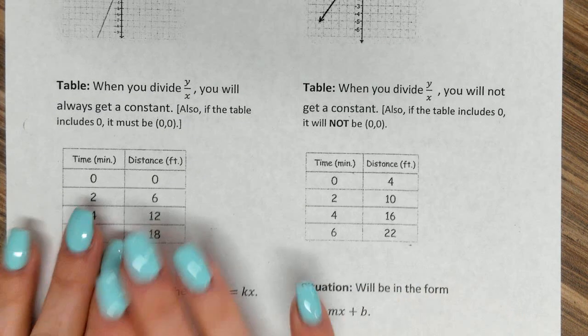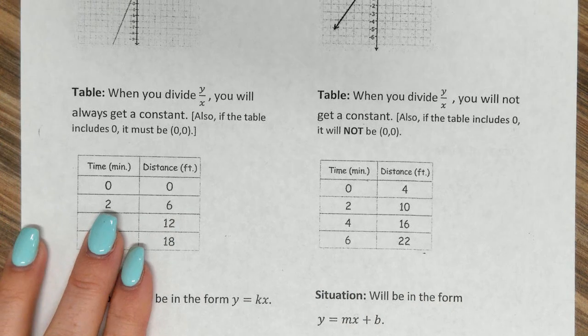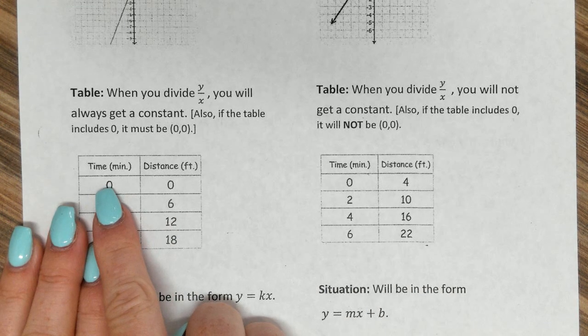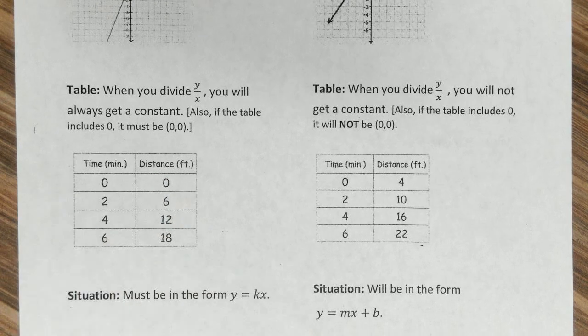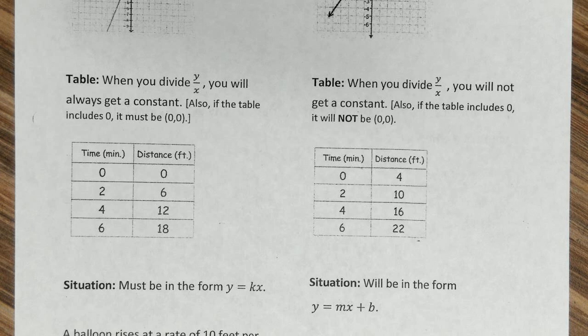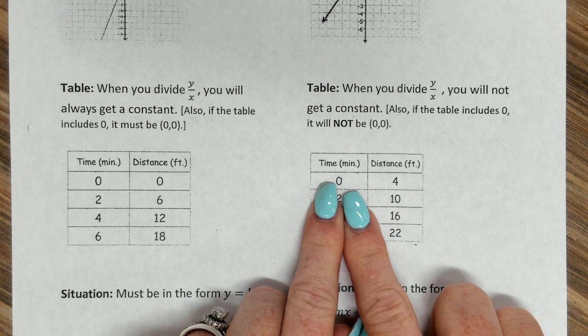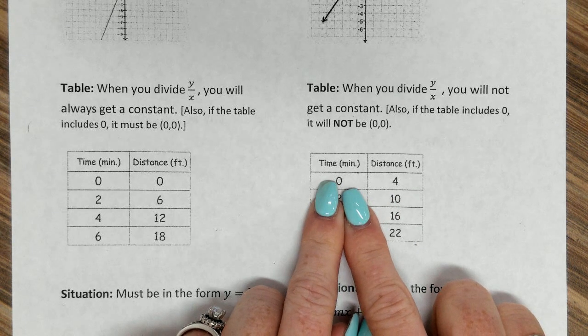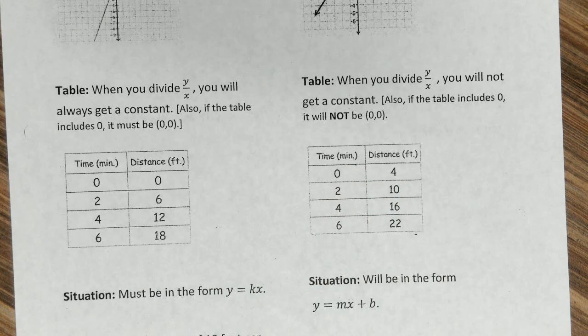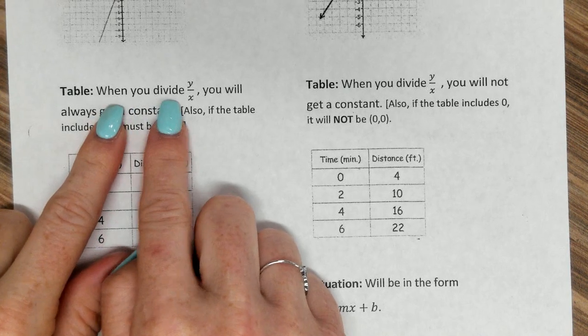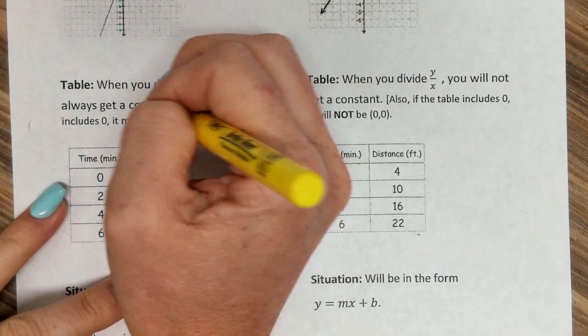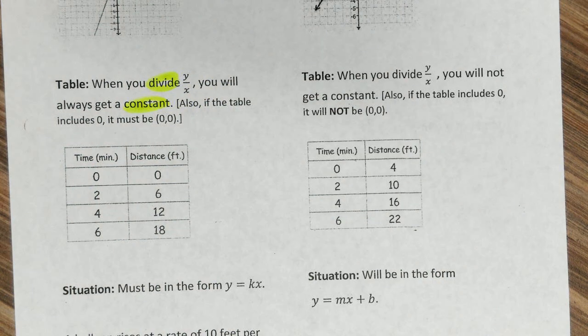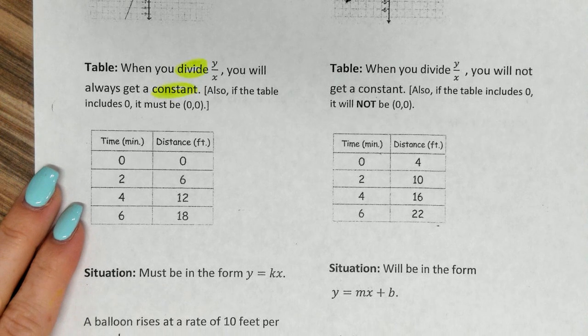A proportional table, if it includes 0, it must be (0, 0), because that's where it would pass through the origin. Where a non-proportional table, if it includes 0, it will not be (0, 0), because it does not pass through the origin. Now, what if it doesn't include 0? When you divide, you must get a constant to be proportional.